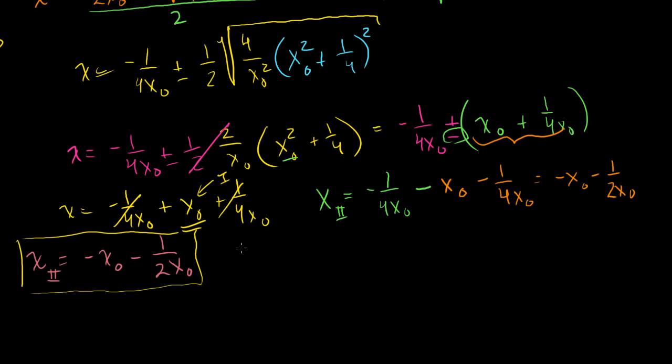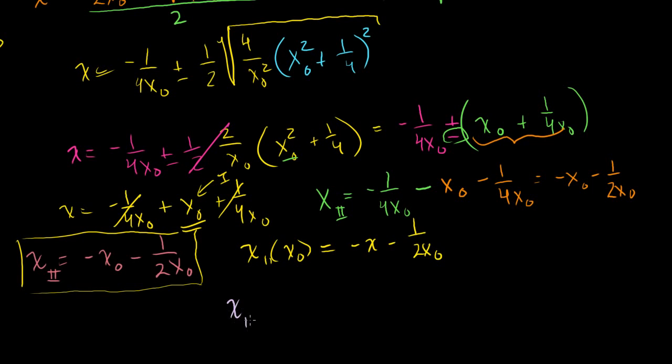I could rewrite this as my second quadrant intersection as a function of x naught is equal to minus x minus 1 over 2x naught. So this is going to reach a minimum or a maximum point when its derivative is equal to 0. Now this is a very unconventional notation, and that's probably the hardest thing about this problem. But let's take this derivative with respect to x naught.